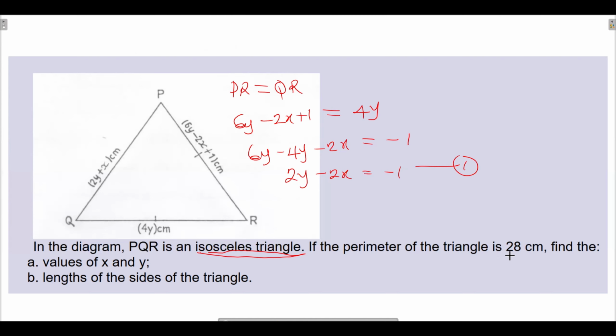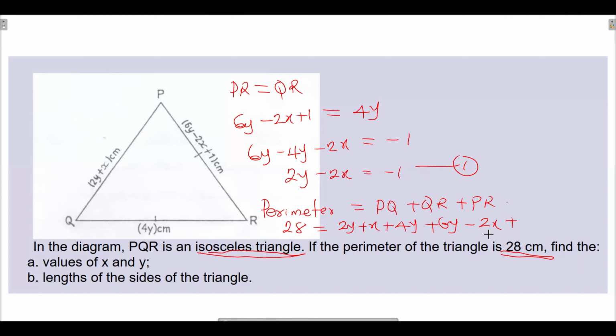And also, the second key point is that the perimeter is 28. What's the meaning of perimeter? When you add all the sides of the triangle together, you add every side. So the perimeter means that we are saying PQ plus QR plus PR. That's the perimeter. That means we are saying 28 equals PQ, that's 2y plus x, plus QR, that's 4y, plus PR, that's 6y minus 2x plus 1.